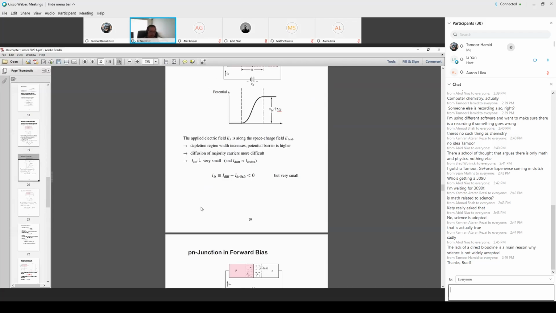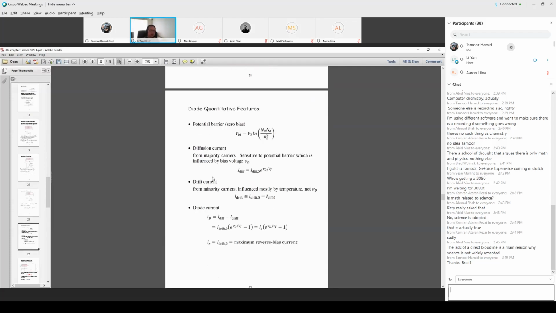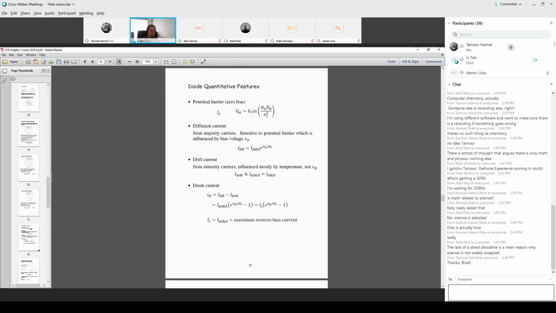Okay, the next one is more summarizing. Previously I described things qualitatively. Let's go more quantitatively, or mathematically. These are direct quantitative features. Again, you don't see that in the textbook. I summarized that for you. There are a few things you need to put together.